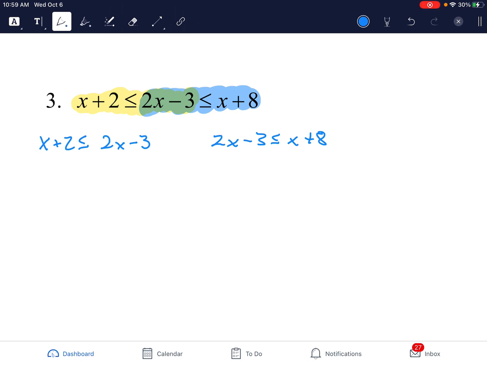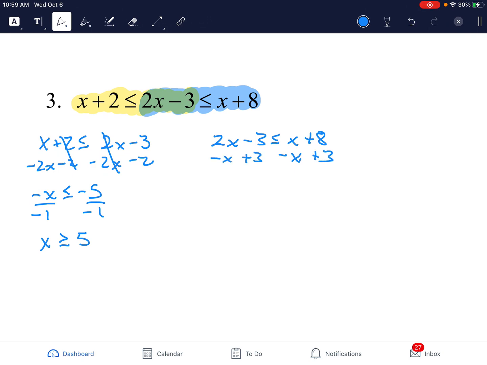I'm going to start by subtracting 2x and subtracting 2. So that one cancels there, and this one cancels there. So I'm going to have -x is less than or equal to -5. Divide by -1 on both sides to get the x by itself. The inequality sign will flip around because I'm dividing by a negative number, so x is greater than or equal to 5. On the other inequality, I'm going to subtract x and add 3. So I'm going to have x is less than or equal to 11.